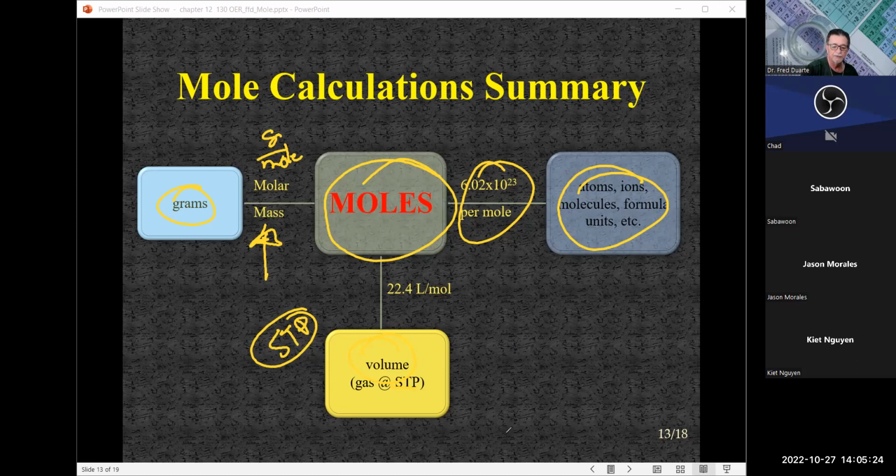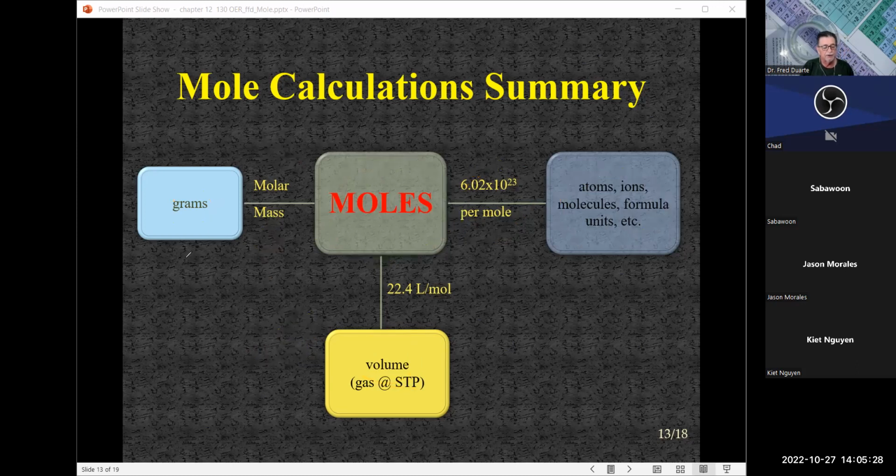Let's do a for instance. All right, let's just say you're given X grams of some material, and you're wanting to determine the volume for that number X grams. So you're going in this direction. All right, so I got X grams and I need the molar mass.